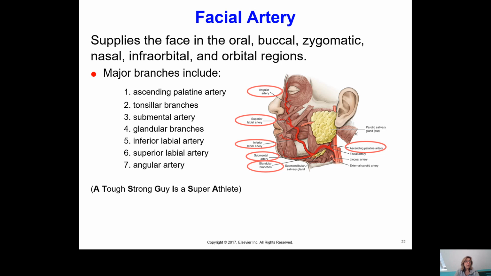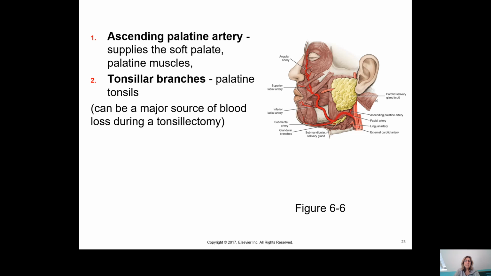And if you want to come up with your own mnemonics so that you have a better way of remembering it and not trying to memorize mine, that's totally fine too. Your ascending palatine artery supplies the soft palate and the palatine muscles. And your tonsillar branches also supply the palatine tonsils. So we are in the soft palate and those archways there where the palatine tonsils sit.